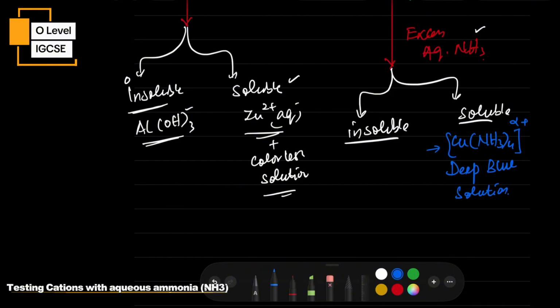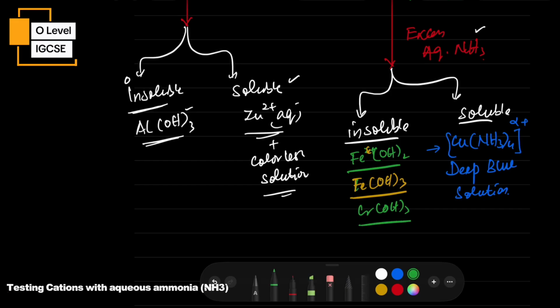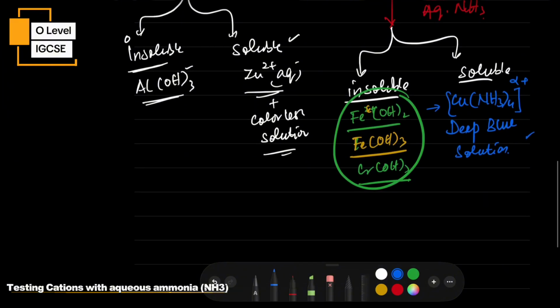In the case of the insoluble ones, the Fe2 positive ion precipitate, green iron hydroxide, and the Fe(OH)3, brown iron hydroxide precipitate, will remain insoluble, and similarly the chromium precipitate will also remain insoluble. So only copper's pale blue precipitate will be dissolved, turning the solution deep blue.